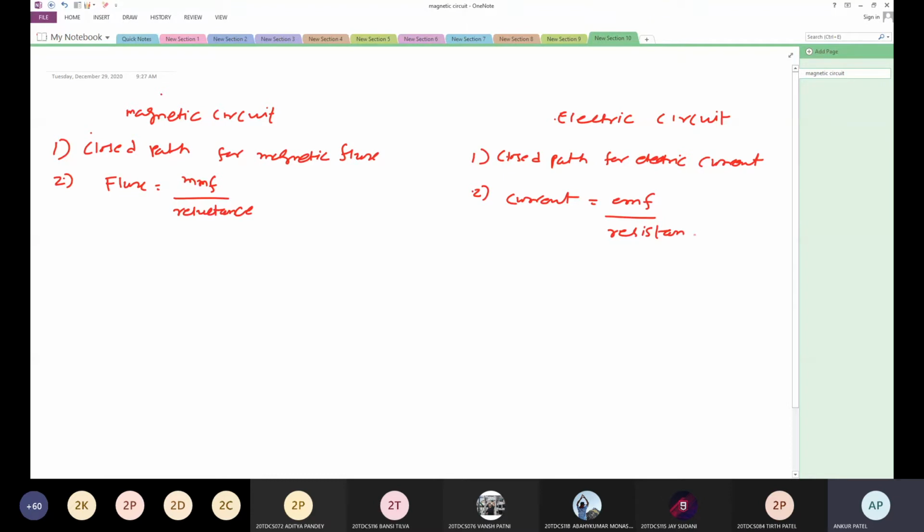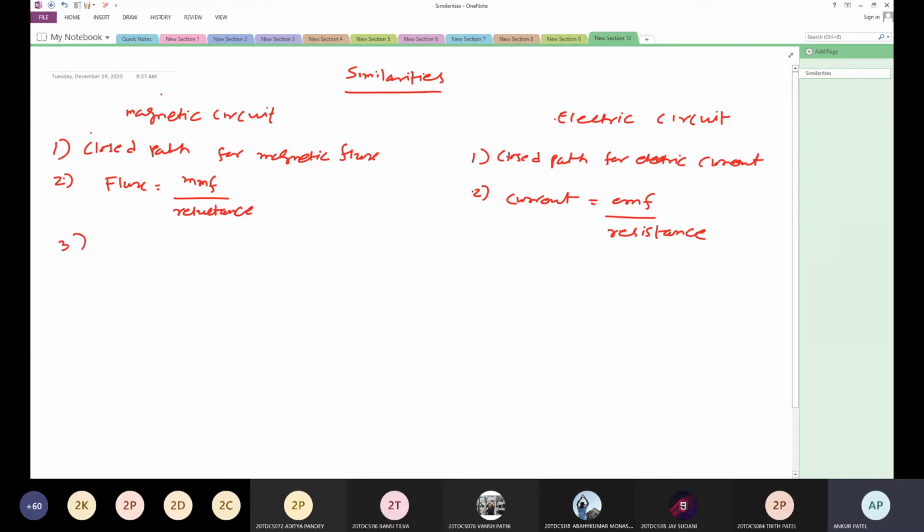We have to show some similarity and dissimilarity. Here we are writing mmf upon reluctance. Here we have magnetomotive force, and here we have electromotive force. Here we have reluctance that provides opposition, and here resistance that provides opposition. So here we are going to some similarities.